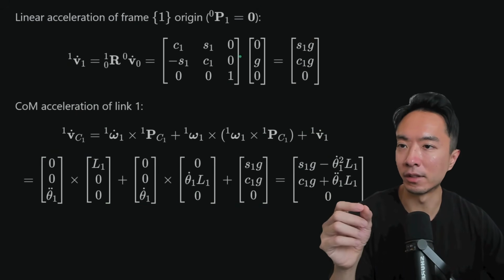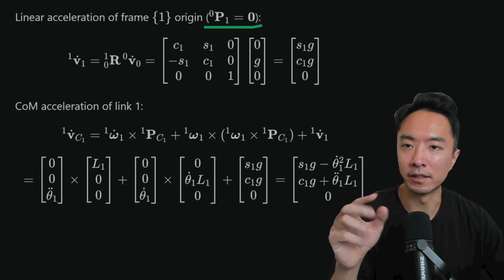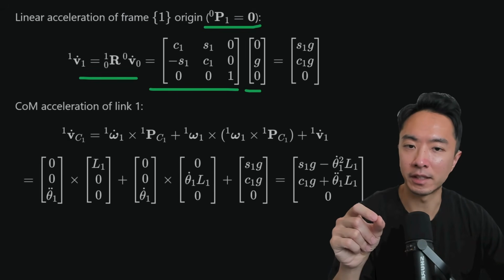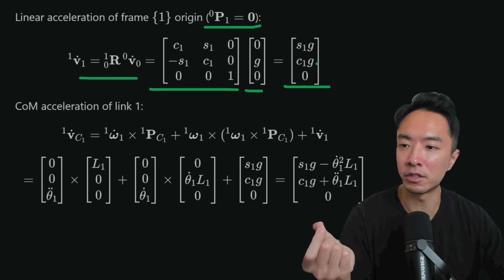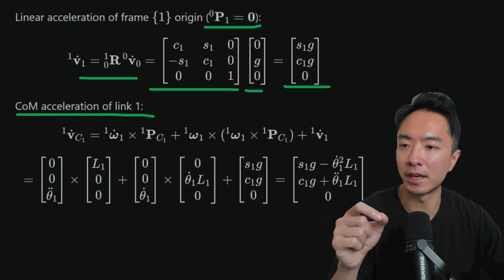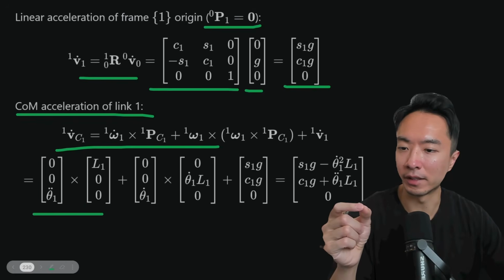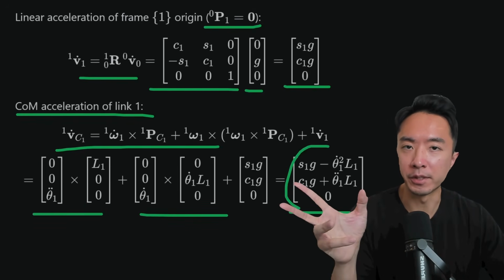Now we go on to the linear acceleration of the frame. Notice that the initial position is going to be 0 here. So we plug it in here. We have our rotation matrix and our gravity. Then we get S1 g, C1 g. And then for the center of mass acceleration, we use this equation. We plug in the different components, and then our final result is going to be this matrix right here.